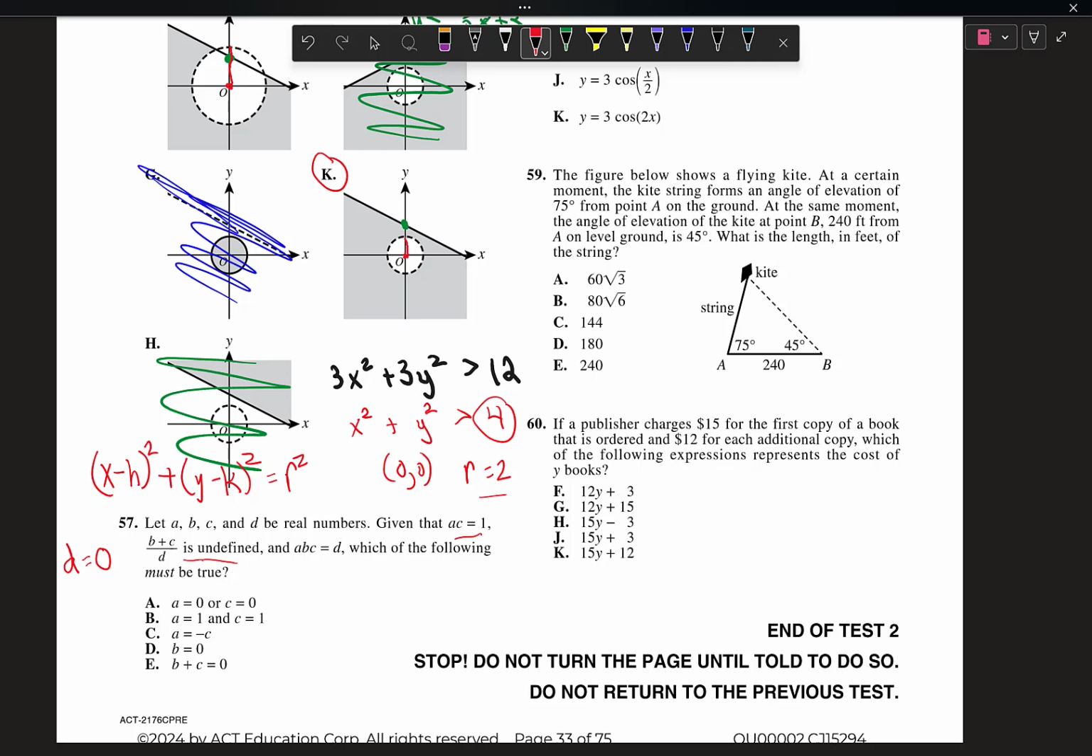So let's keep going. And A times B times C equals D, which of the following must be true? So that means A times B times C equals 0. Well, we know that A times C is 1. So basically, we can replace the A and the C with a 1. Well, if 1 times B equals 0, that means B has to equal 0.